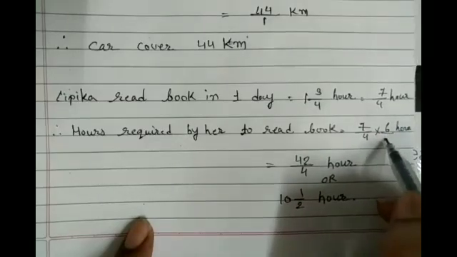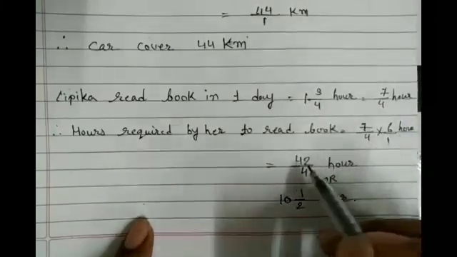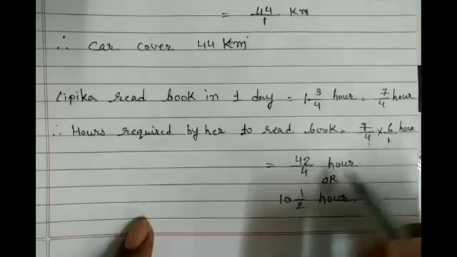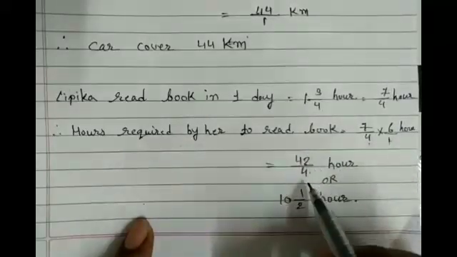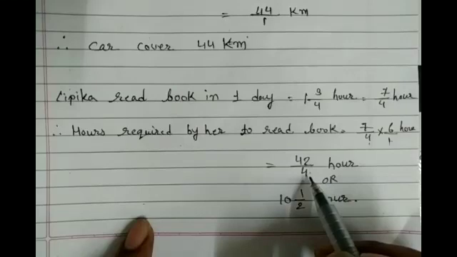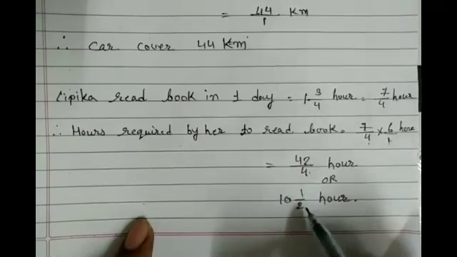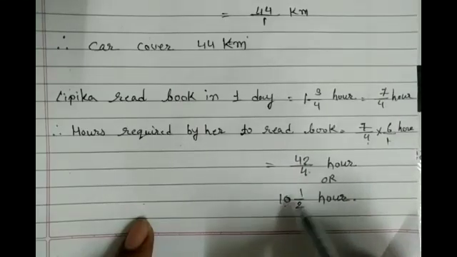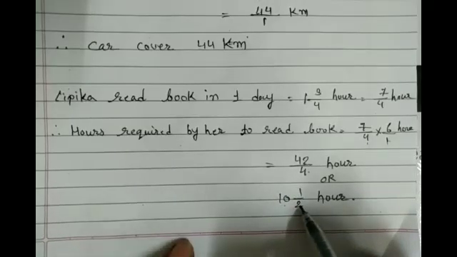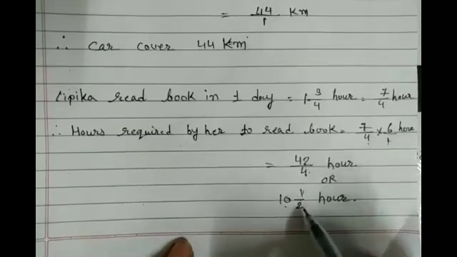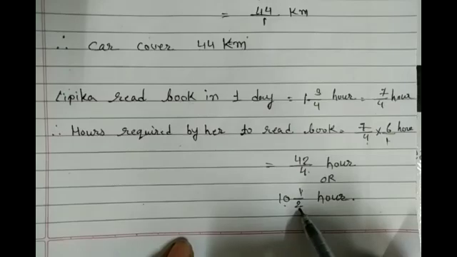6 upon 1. 7 6s are 42. 4 ones are 4. So we get 42 upon 4. When we convert 42 upon 4 into a mixed fraction, we get 10 1 upon 2. What does it mean? It will take 10 1 upon 2 hours to complete the entire book.